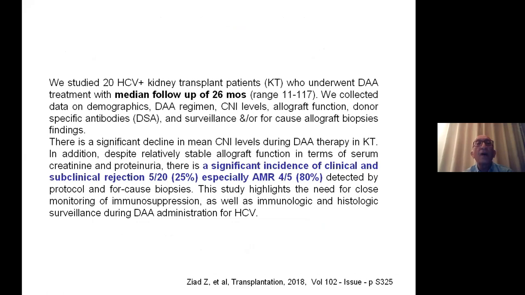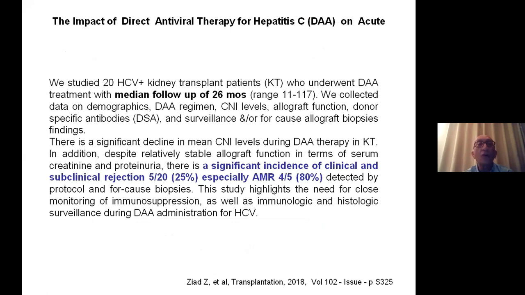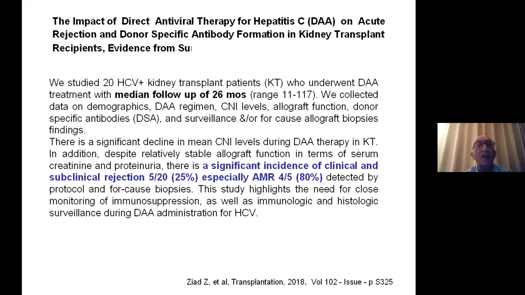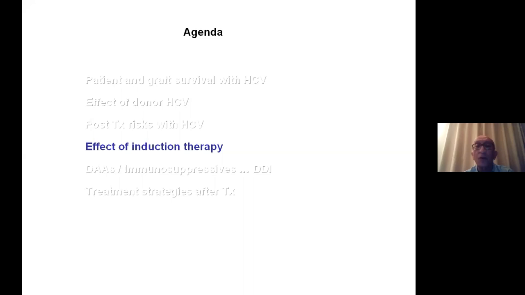The impact of direct acting antivirals on the occurrence of acute rejection and donor-specific antibody formation has been studied by Ziad et al. in 2018, and he encountered, among a follow-up period of about 2 years, a significant increase or higher incidence of subclinical rejection in 25% of cases, and it was particularly antibody-mediated rejection in 80% of those studied.